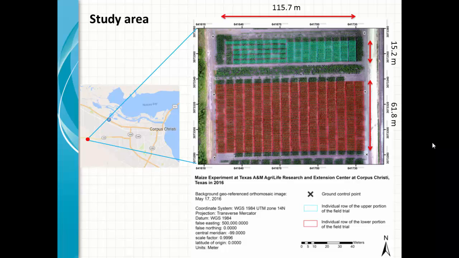This is our study area, in Corpus Christi. We have two portions of the field, the upper portion and the lower portion, which is further south past the dirt road. They are planting maize, and the field is 150 meters wide. The upper portion is 15 meters long and the lower portion is 61 meters long. We have a few ground control points planted around the two portions of the field.